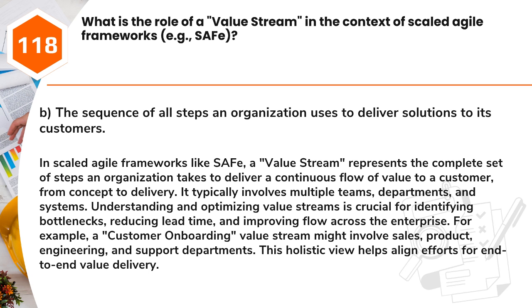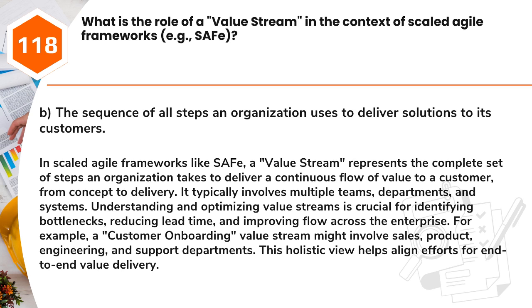Answer: B. The sequence of all steps an organization uses to deliver solutions to its customers. In scaled agile frameworks like SAFe, a value stream represents the complete set of steps an organization takes to deliver a continuous flow of value to a customer, from concept to delivery. It typically involves multiple teams, departments, and systems.